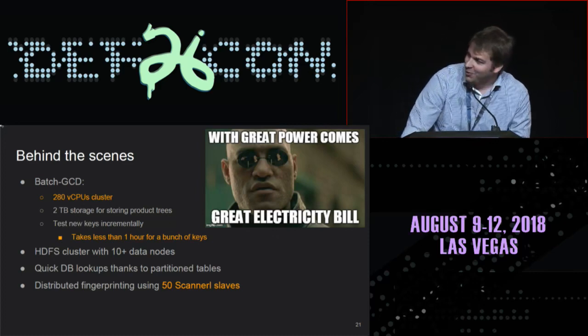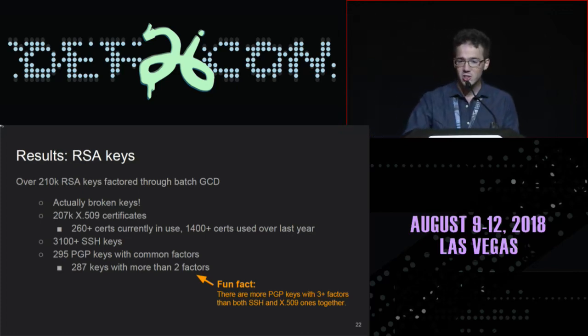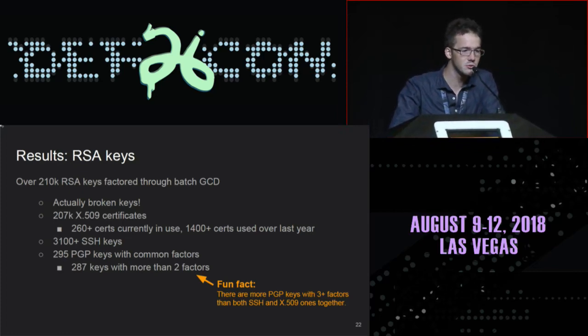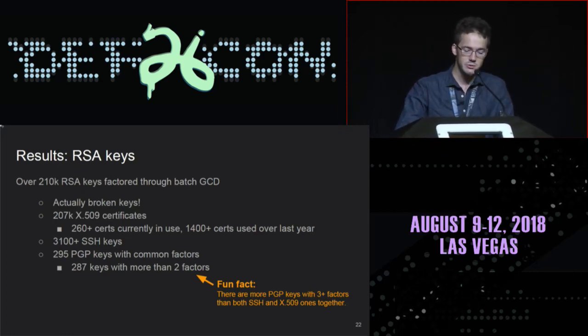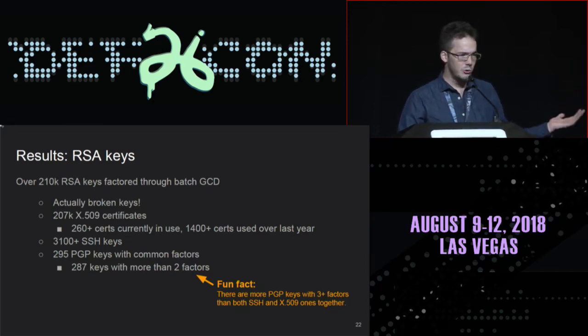So, Yolan, what good results and cool stuff have we found? Well, we've broken a few keys, like 210,000 keys. Most of them were certificates, but some of them are actually in use today, so we could perform man-in-the-middle attacks against these websites really easily and passively. 3,000 SSH keys, most of them host keys, so it again allows for man-in-the-middle attacks.